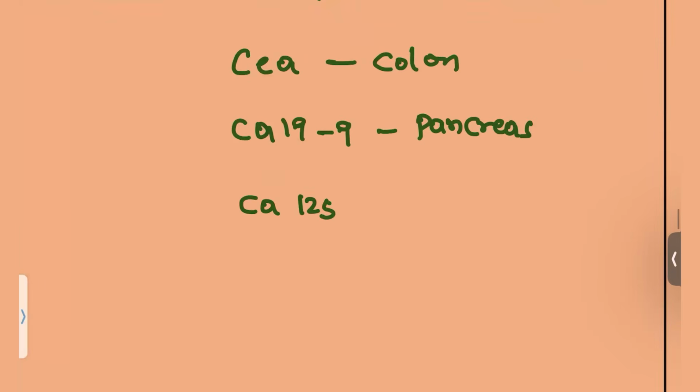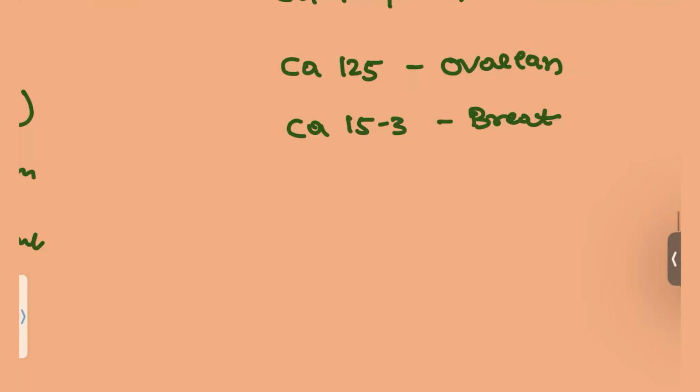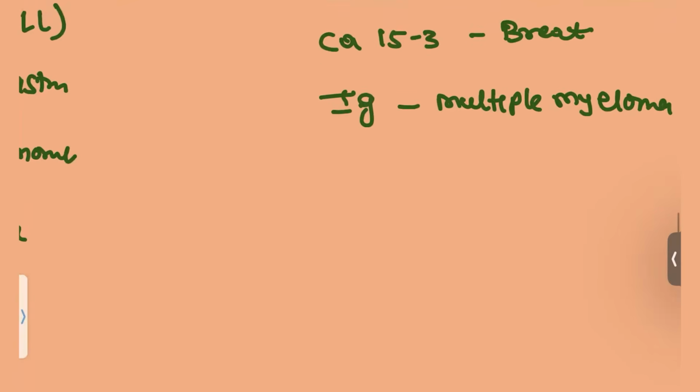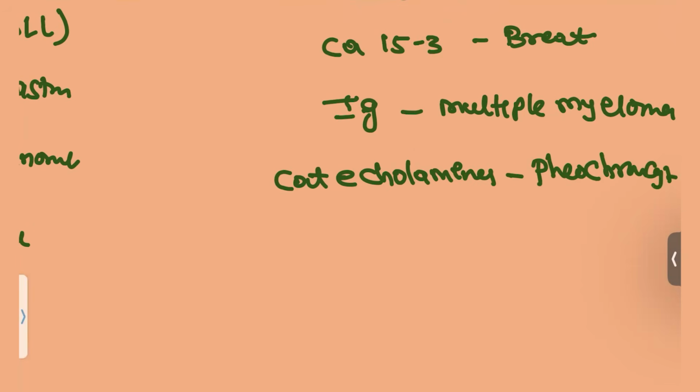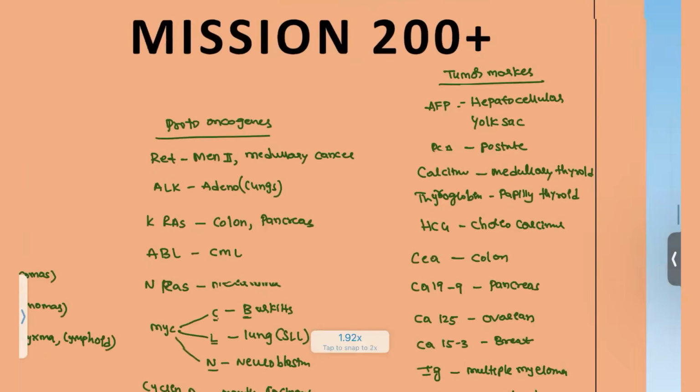CA-125 is for the ovarian. CA 15-3, this is for the breast. And immunoglobulins for multiple myeloma. And catecholamines, like your epinephrine, norepinephrine. These catecholamines are for pheochromocytoma, right? These are the important tumor markers.